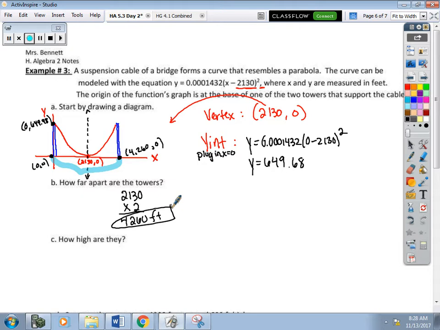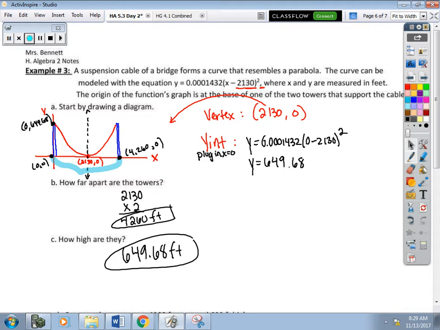How high are they? So how tall are each of the towers? You don't have to do any work, it's just in the picture already. Abby? 649. Good. Oh, it should be 649.68. Why did I put 649.98? Because I put 9.8 up here. Whoops. Very good. Technically, if we wanted to, we could also find this point. We don't have to, but this would be 4,260, 649.68 in case we wanted it.